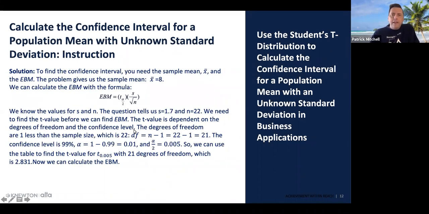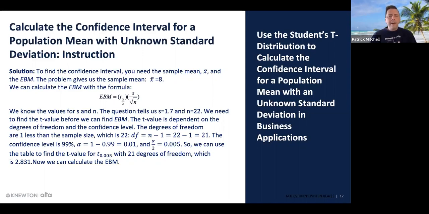All right, so to find the confidence interval, you need the sample mean, x bar, and the error bound. So the problem gives us the sample mean, which is 8, and we're going to calculate the error bound with this formula. So we know the value for S, we know the value for N. We need to find the T value before we can calculate the error bound. So the T value is dependent on the degrees of freedom and the confidence level.